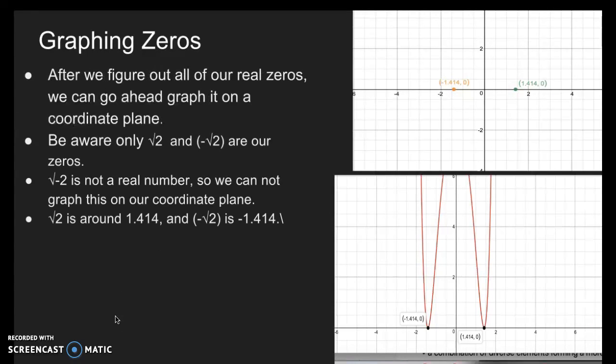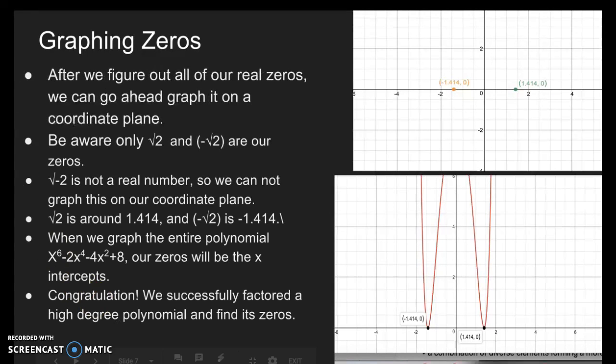Now we will start graphing the zeros. After we figure out all of our real zeros, we can go ahead and put them on the graph. Be aware, square root of 2 and negative square root of 2 are our zeros. The square root of negative 2 is not a real number, so we cannot graph it on our coordinate plane. Square root of 2 is around 1.414, which is this green dot over here. And negative square root of 2 is about negative 1.414, this orange dot.